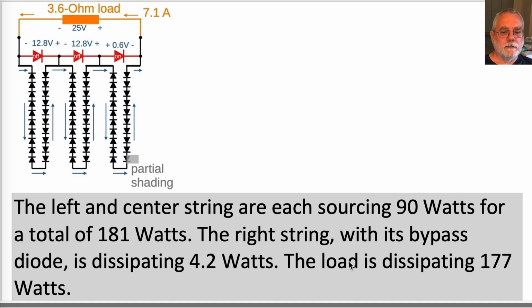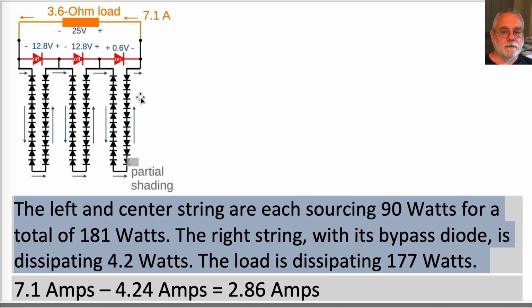The load is dissipating 177 watts. 4.24 amps is flowing through that rightmost string with the single partially shaded solar cell. 7.1 amps minus 4.24 amps equals 2.86 amps. So 2.86 amps is flowing through that bypass diode, dissipating 1.7 watts.